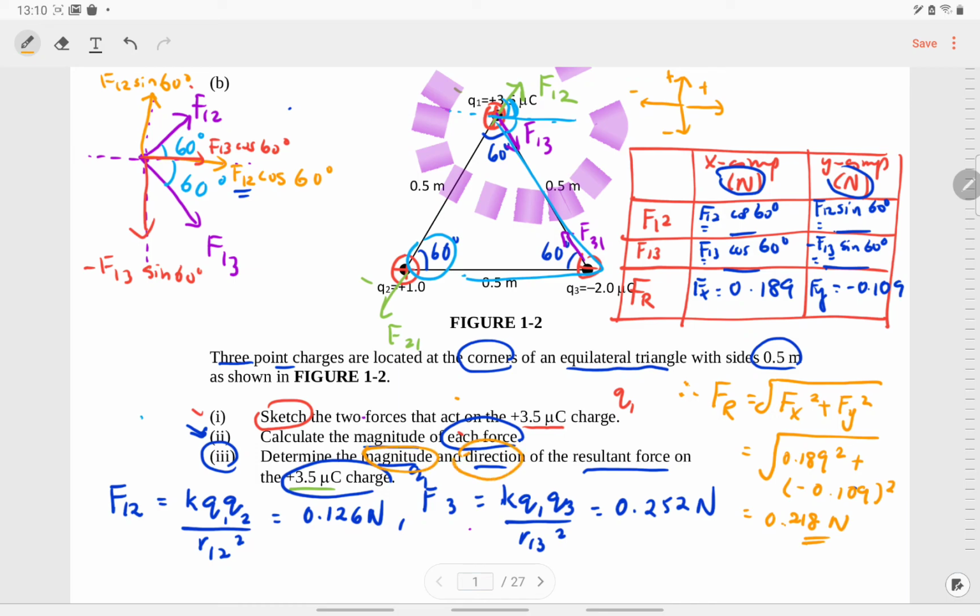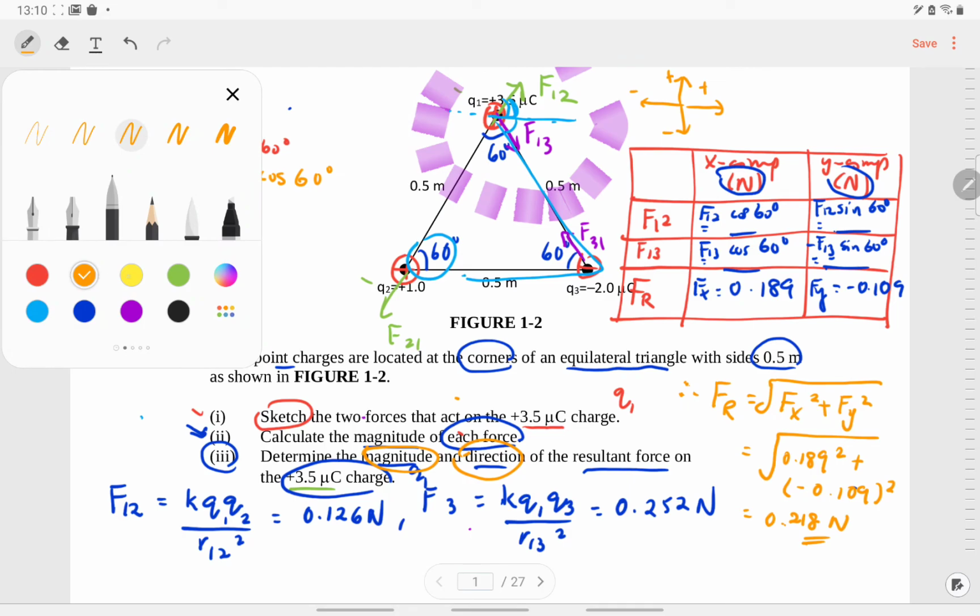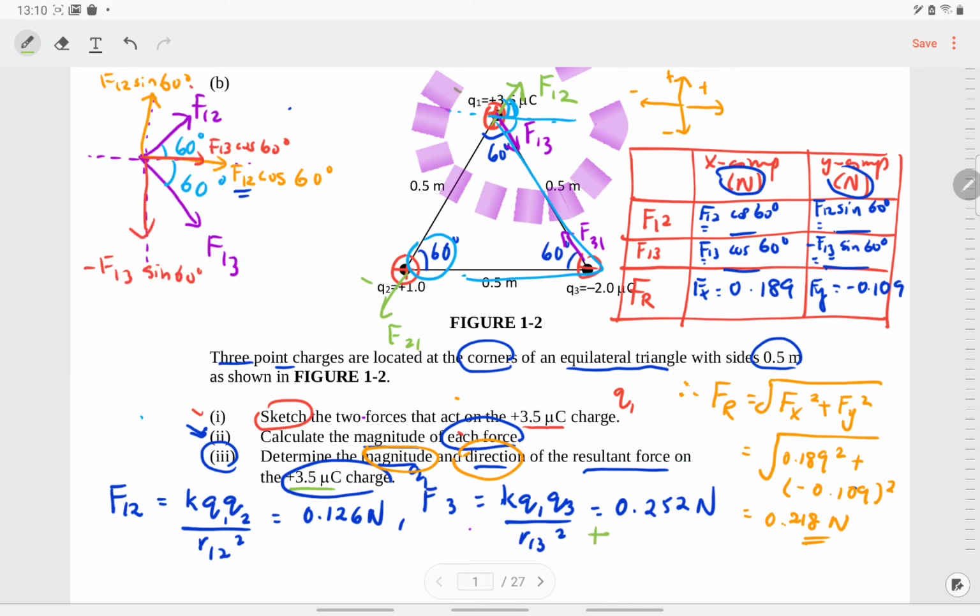Okay, ni magnitude, yeah. Okay, direction belum lagi. Okay, how to calculate the direction? Okay, just use the concept tangent theta equals to y over x kan. So tulis ni fy over fx. Okay, substitute the value. So fy is negative 0.109 divided by 0.189. Okay, kira lah. Okay, shift tangent ataupun arc tangent berapa, you will get, okay, 30 degree. Okay, 30 degree tu belum final answer class.